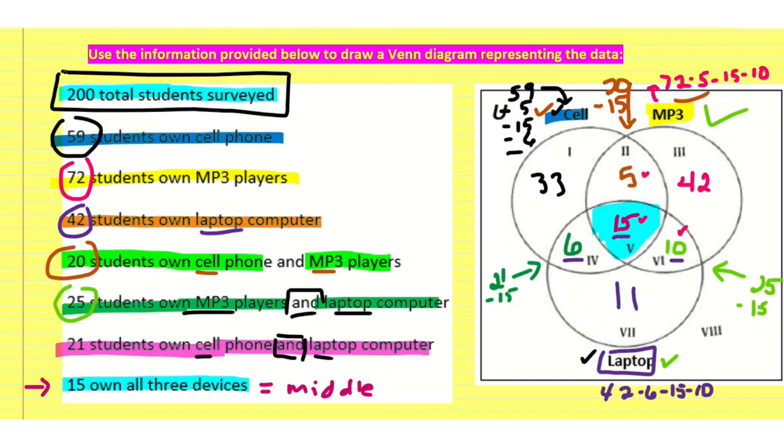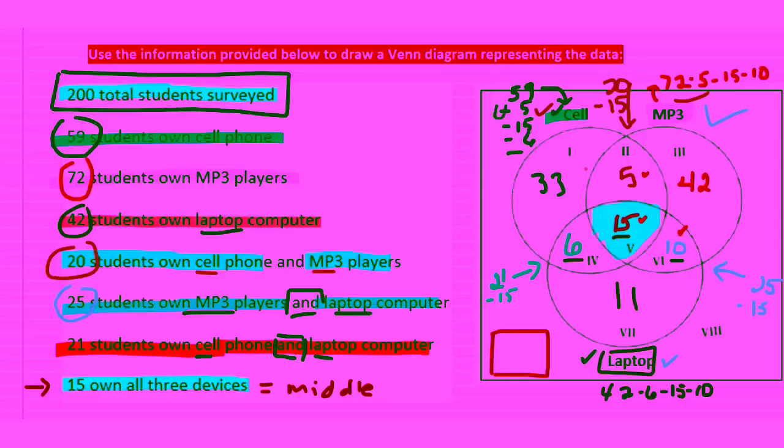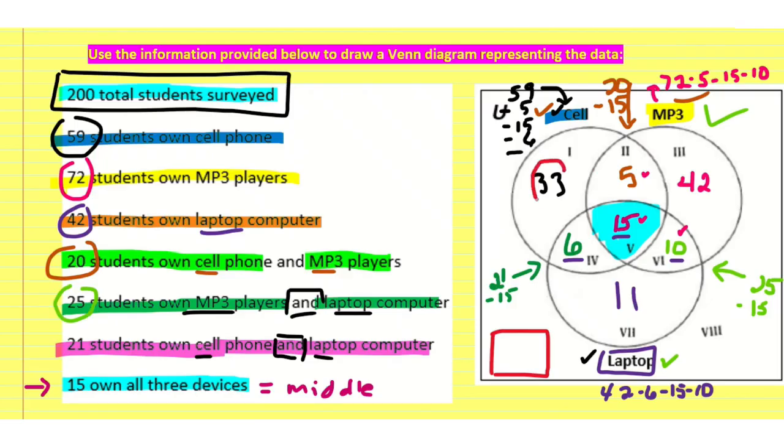Okay, so now we're back up to the very top, and the very top says that 200 total students were surveyed for this Venn diagram. Okay, so now in order to figure out what number goes out here in the universal set, the students who were in the survey but none of them own a cell phone or an MP3 player or a laptop, I need to subtract off all the numbers that are inside my Venn diagram. Well, I've got 33, I've got 5, I've got 42, I've got 6, I've got 15, I have 10, and I have 11. So all of those numbers need to be subtracted from the 200.